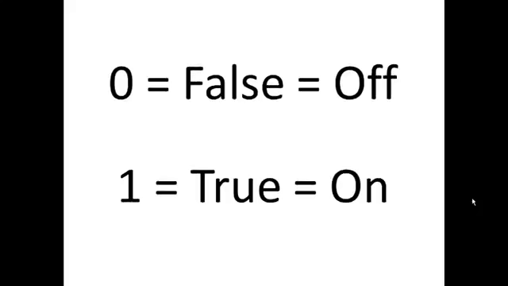So Boolean Algebra uses ones and zeros to represent data. So a 0 can be considered false or off. A 1 can be true or on. So it's basically just two states or two values that number can have.